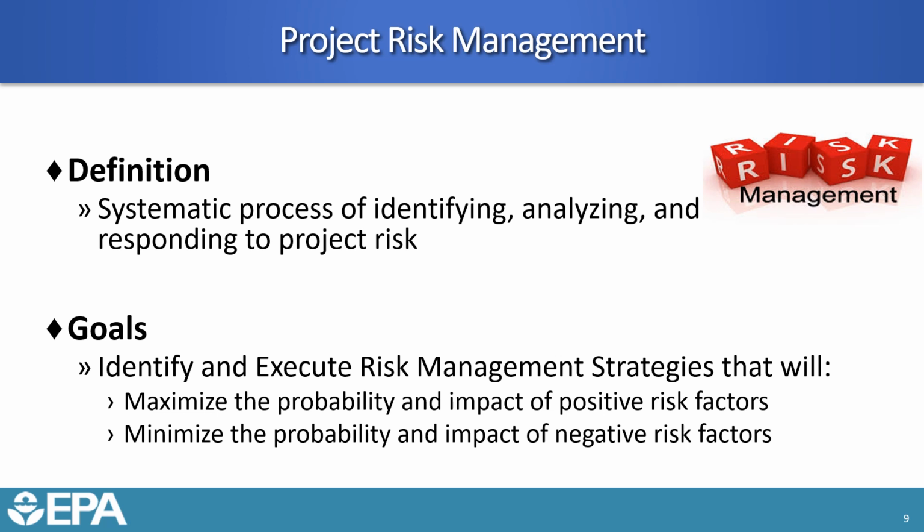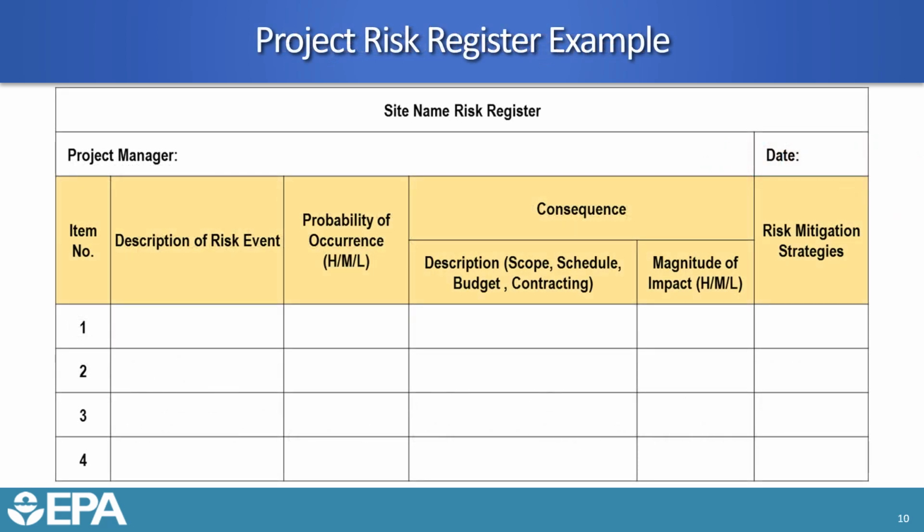So our goal is to identify and execute risk management strategies that will maximize the probability and impact of the positive risk factors and minimize the probability and impacts of the negative risk factors that are out there. So what we want to do is set up where we have all those risk factors and identify mitigation strategies that are out there. So here's an example of a project risk register.